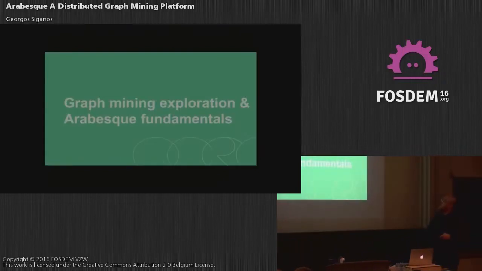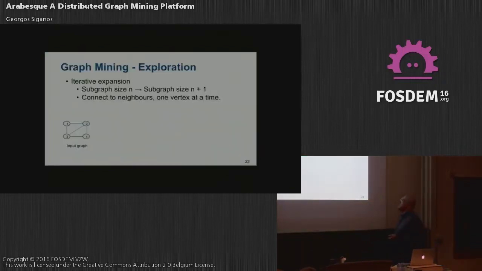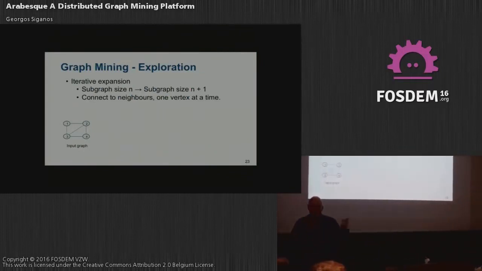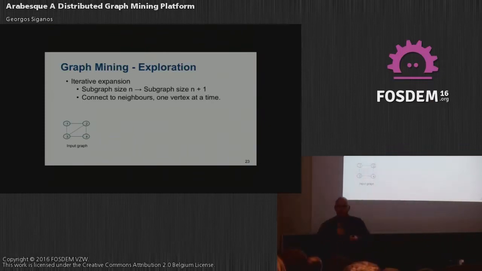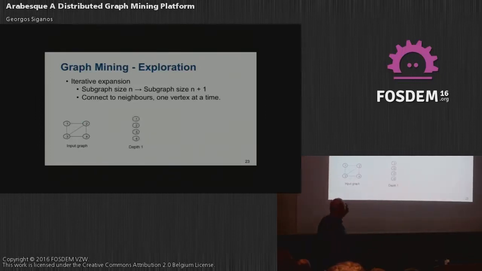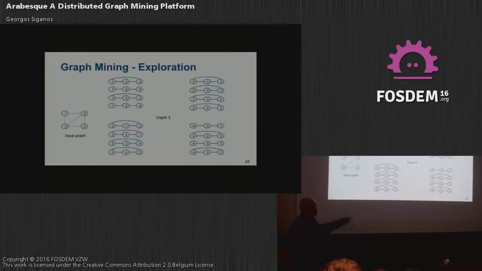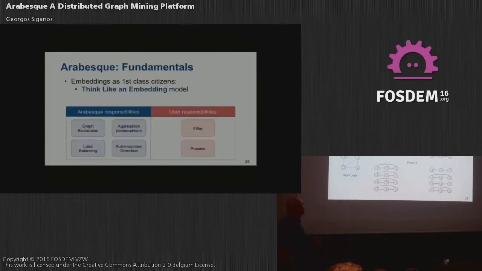So the outline, okay, this is just like the fundamentals. In the beginning, when I talked about how graph mining works, I said that you try to grow the pattern and the embeddings in an iterative way. So you go from subgraphs of size n to subgraphs of size n plus 1. How do you do this? This is the input graph: 1, 2, 3, 4. You start with depth 1, all the vertices, then you expand them. Basically, you take all the edges that they connect to and you replicate them. So this is depth 2, all the embeddings that you have. Depth 3, you have all these kinds of connections, all these embeddings.